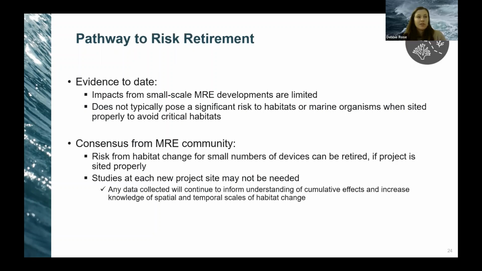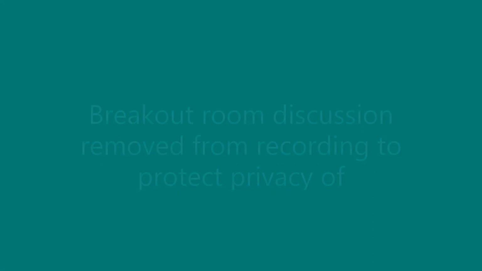Severe habitat change can be avoided or mitigated through identification and avoidance of fragile, unique, or important habitats during site selection. The expert forum we hosted concluded that risks from habitat change for small numbers of devices can be retired when sited properly. And this means that extensive studies at each new project site may not be needed to assess impacts, provided that a suitable baseline study is conducted. However, any data on impacts that is collected can continue to inform the broader research community's understanding of cumulative effects related to habitat change.